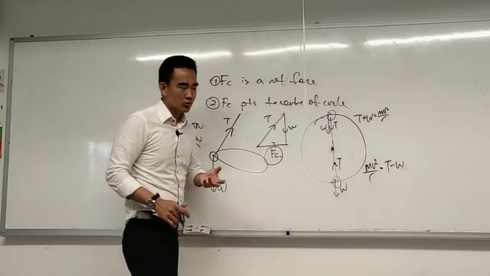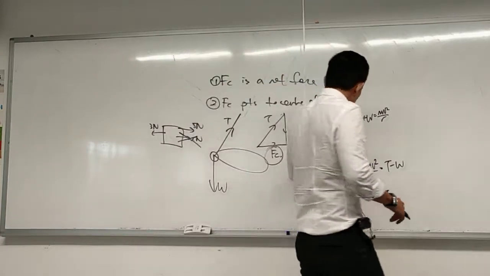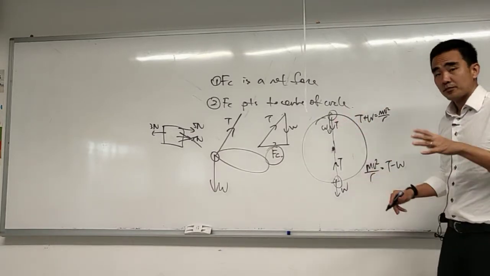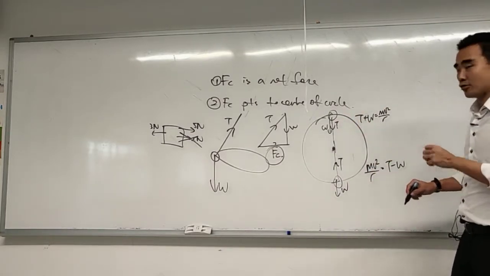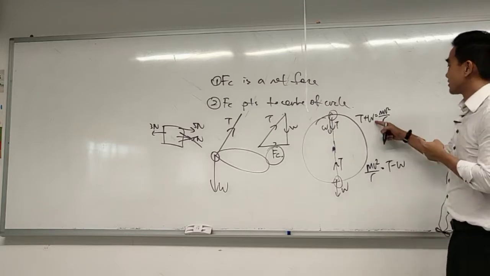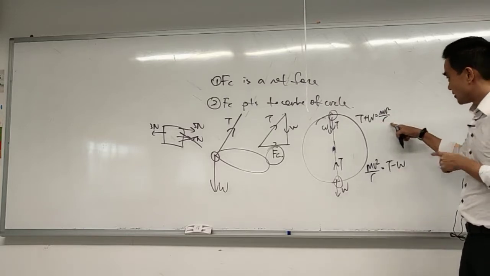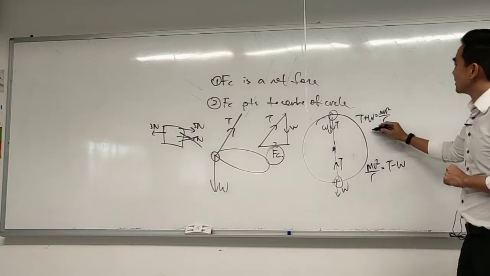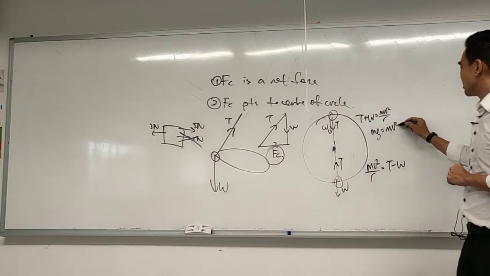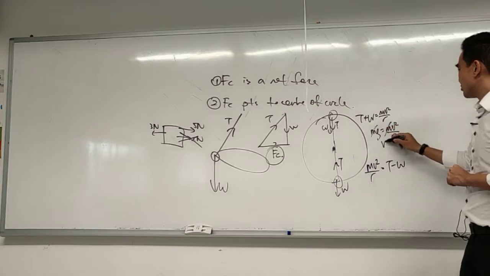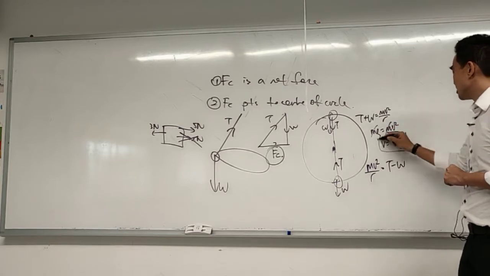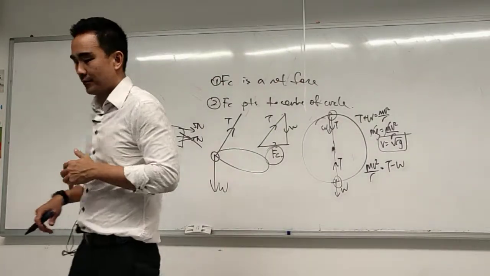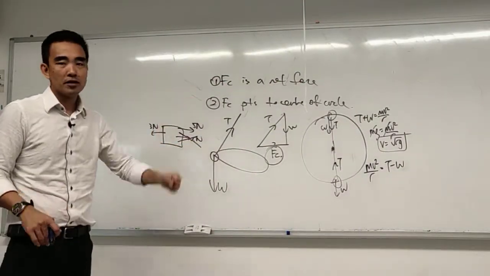One last thing that you need to know is this point. There is a velocity at which the string can go loose. For example, for this equation, it is possible for the tension to go to 0. At that point, mg will be equal to mv squared upon r, and your v is equal to root rg. You need to know how to prove this.